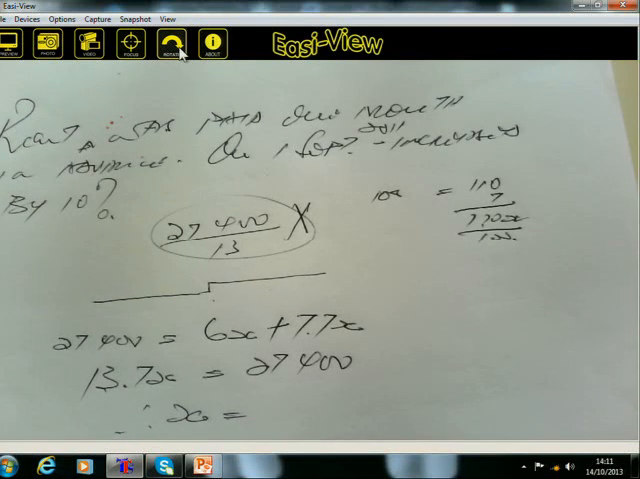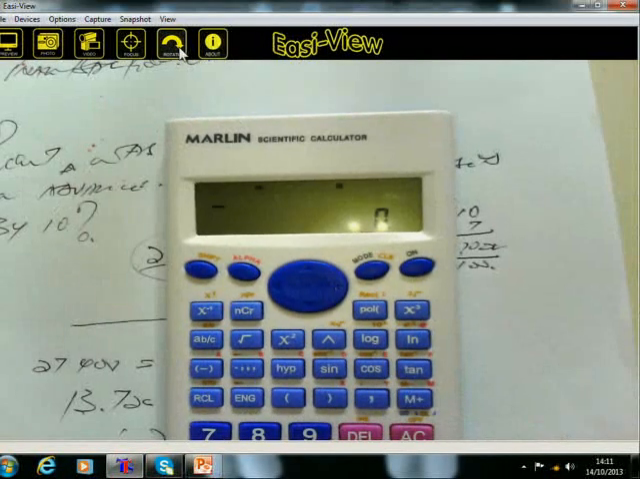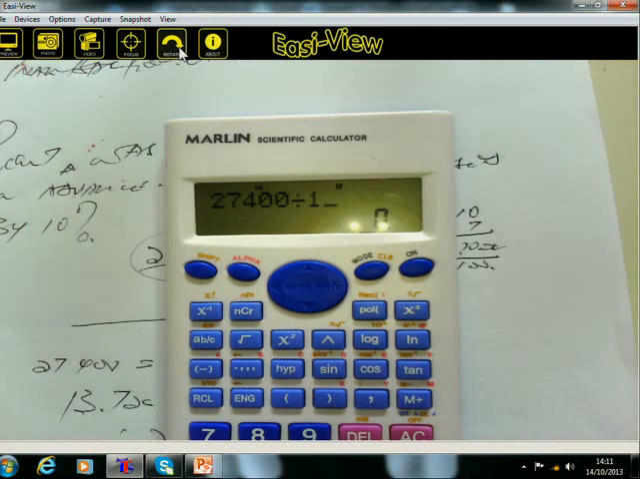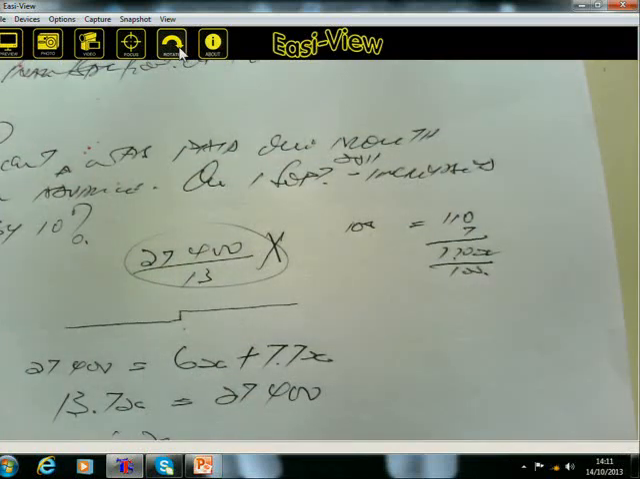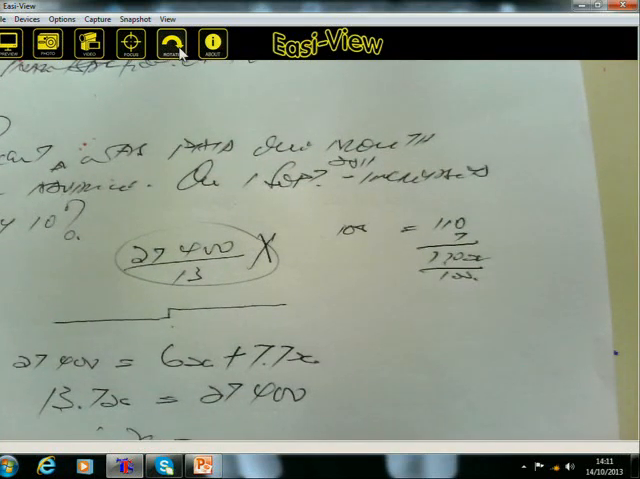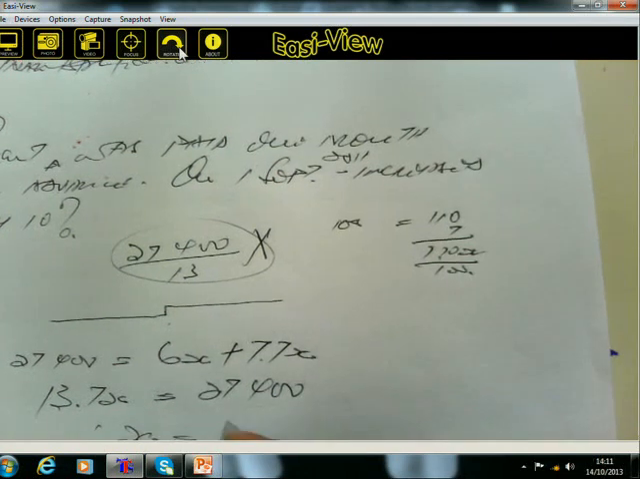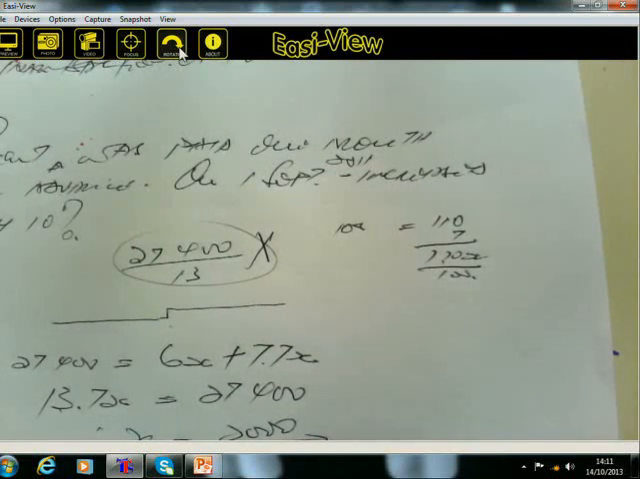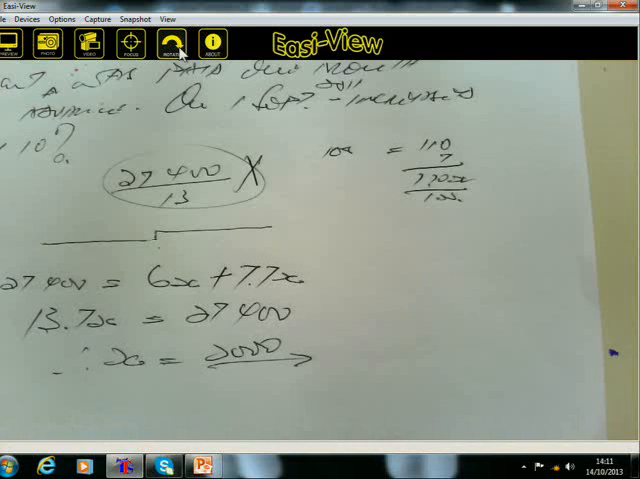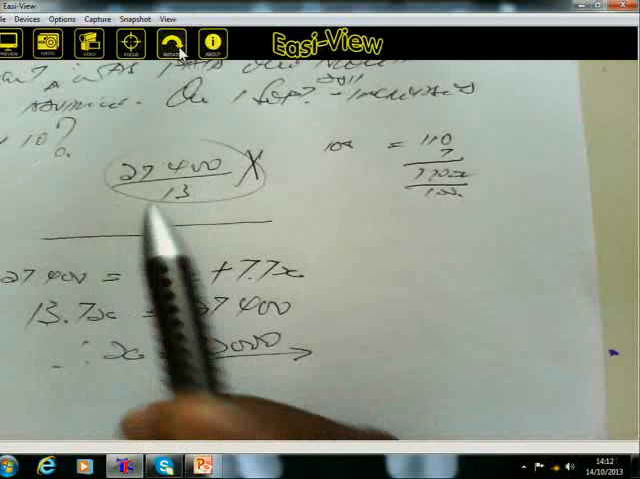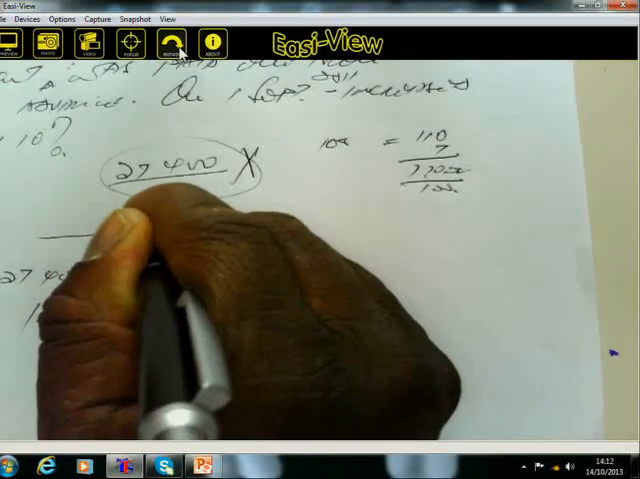Let's get that something. I'm not sure whether you'll be able to see my calculator. It's 27,400 divided by 13.7. That gives us 2,000. That is to say, for the first 6 months of this financial period, we were paying 2,000 per month. Your rent was, that is before this increment, before it went up by 10%, 2,000.